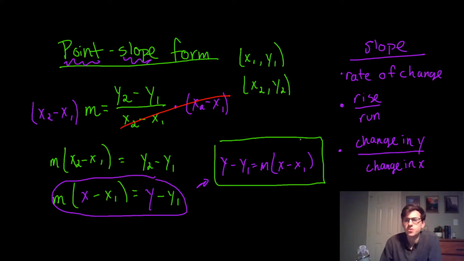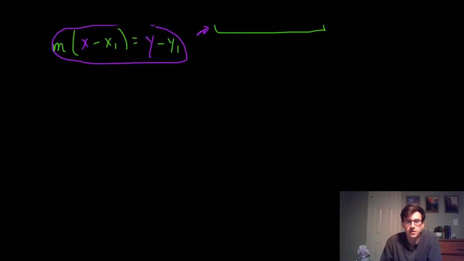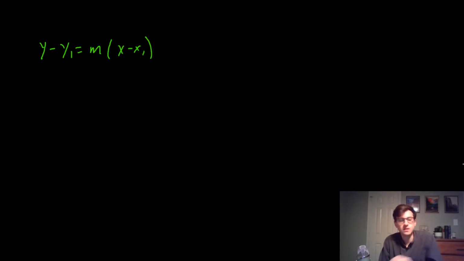So let's look at a few examples of how I could write an equation in point slope form. I'm going to leave that on the screen. Well, maybe we'll rewrite it. So, like I said, point slope form: y minus y1 equals m, the slope, times x minus x1. So let's say you're given a point and a slope. Your question might look something like this.